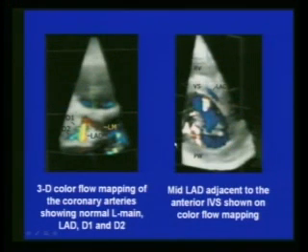And then you can put the color flow, and by lowering the scale of the color flow and altering the baseline of the color flow, you can get the flows in the left main coronary artery and from the LAD and of the diagonal coronary arteries, and you can see it even in the LAD, which is just adjacent to the anterior IVS.